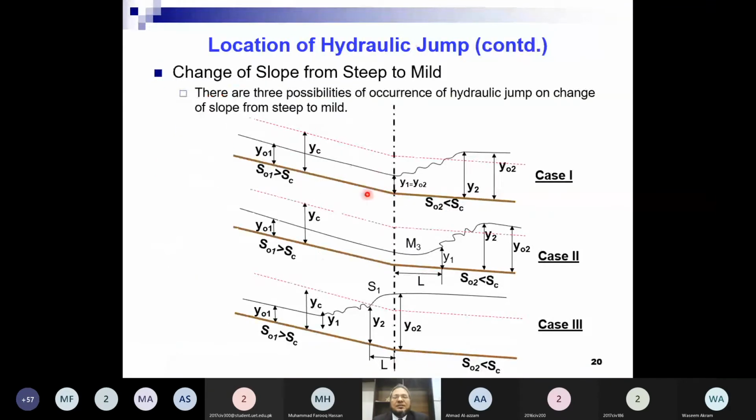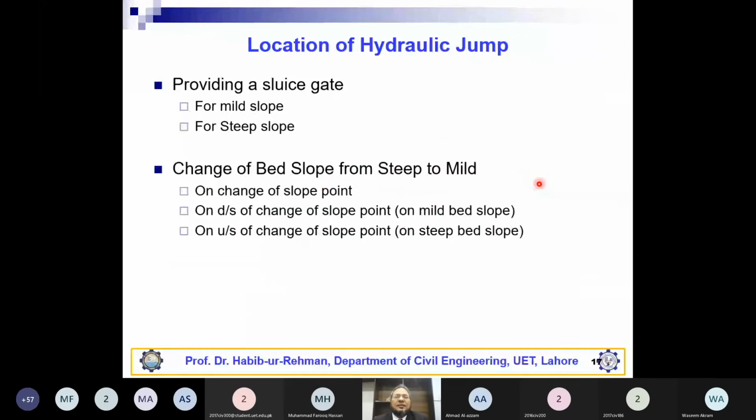This is the steep bed slope and this is the mild bed slope, and this is the change of bed slope location. So the hydraulic jump is exactly forming or starting from this point. So this is the case number 1. What is the case number 2? The hydraulic jump is forming on downstream of change of slope point. Means it will form on mild bed slope. And the third is on upstream of change of slope point. Means it will form on steep bed slope.